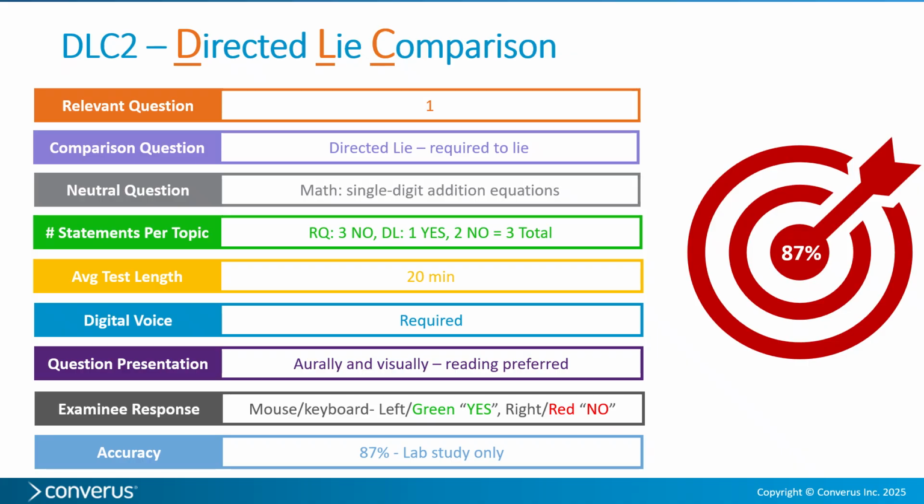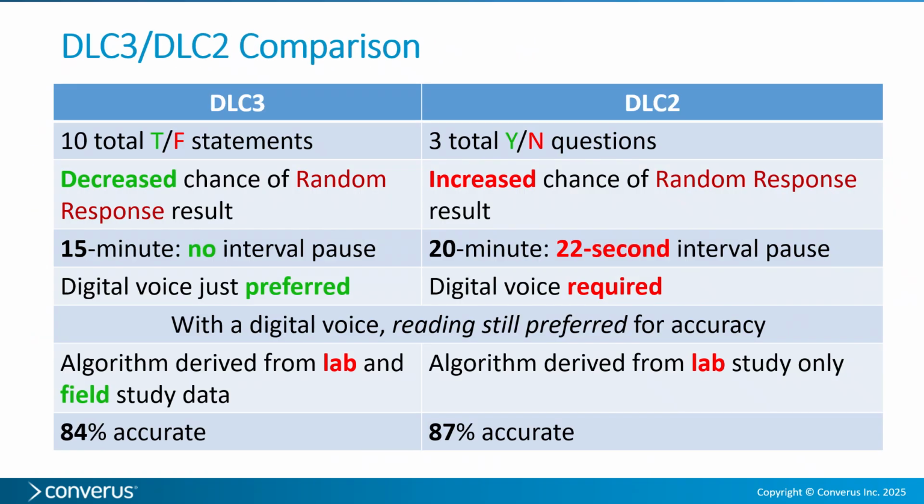Some might argue that this means it is better than the DLC3 protocol. However, a 3% difference is not significant, and the DLC3 algorithm was derived from both lab and field study, while DLC2 was just from lab study. We find that field study data to be more reliable. This table summarizes these main differences between DLC3 and DLC2.